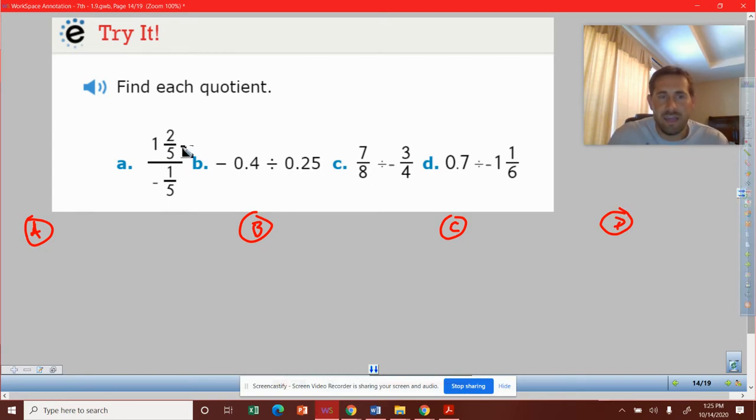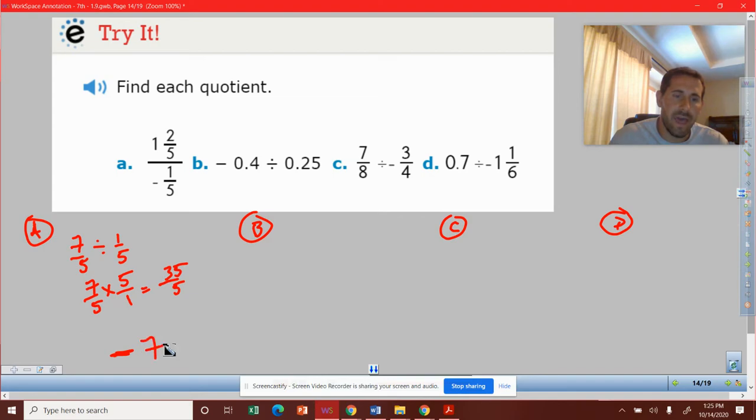So mixed number again, I don't like the mixed number, so we're going to convert it into improper. 5 times 1 plus the 2, we get 7 over 5 being divided by negative 1/5. So I'm going to already jot that negative down because a positive times a negative, or divided by a negative, is a negative. So this is going to turn into 7/5 times 5 over 1. So it's 35 divided by 5, and I hope we know that that is 7, but negative.